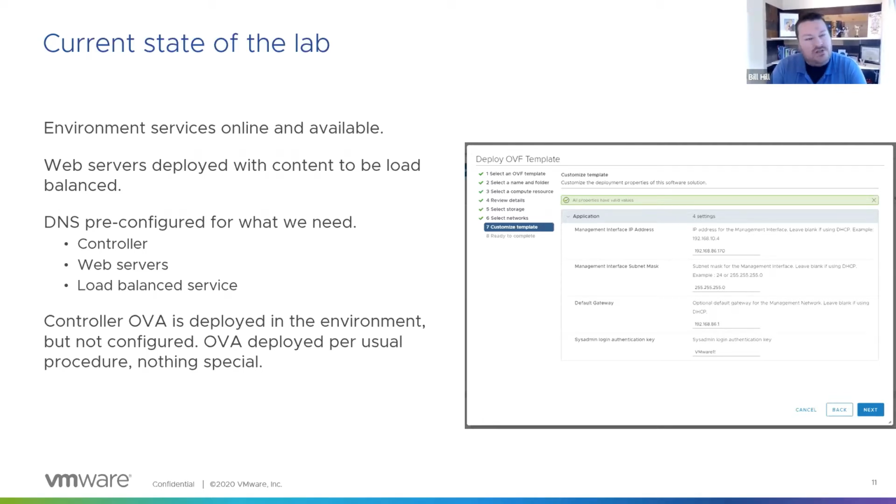What I did want to share, and you can see this on the screen, is the customization of the OVA. It just asks for a handful of things. What's the management IP address of the controller, subnet, gateway, and then the sysadmin authentication key that we use for things that we're not going to touch on in the lab. But that's it. This is the only special part of deploying the OVA. Otherwise, it takes 3 or 4 minutes in my home lab to get it deployed, so we're not going to waste our time watching that.